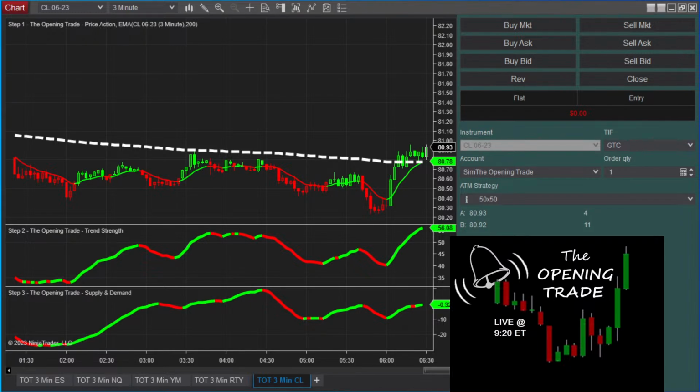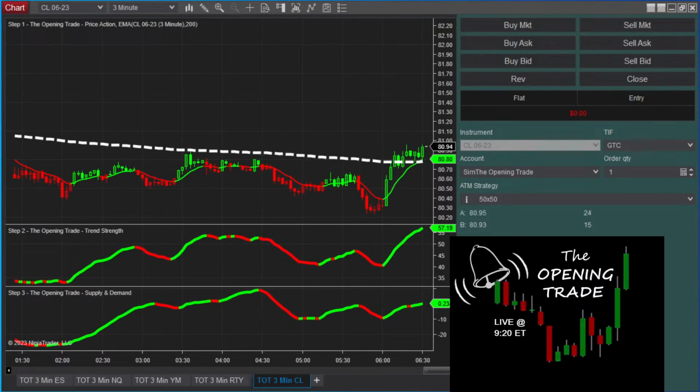KeyBank raises the price target on Duke Energy to $113 from $112 and maintains the overweight rating. Gold trading higher as a weaker dollar offers support. All right, let's talk about Wells Fargo some more. They cut the... All right, the New York market just opened.